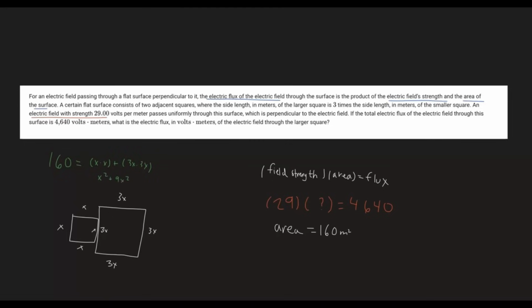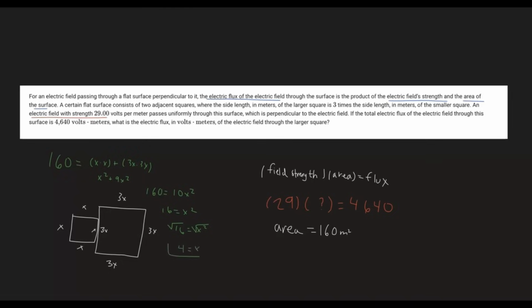So those are like terms, right? So x squared plus 9x squared is going to give us 10x squared. So now we have 10x squared equals 160, right? So we can divide both sides by 10. We get 16 equals x squared. And then we can just take the square root of both sides, and we're going to take the principal square root, so that's just going to be positive 4 equals x.